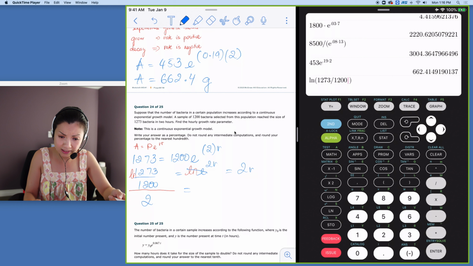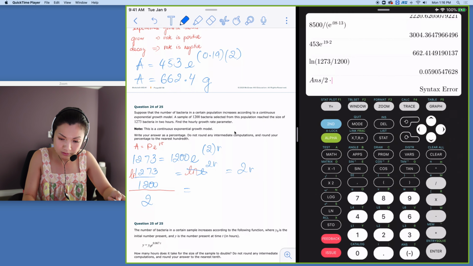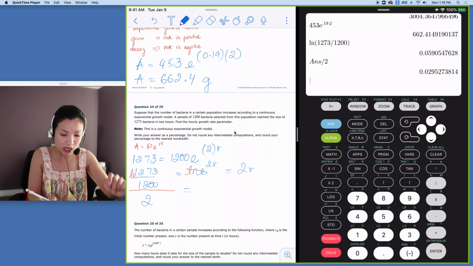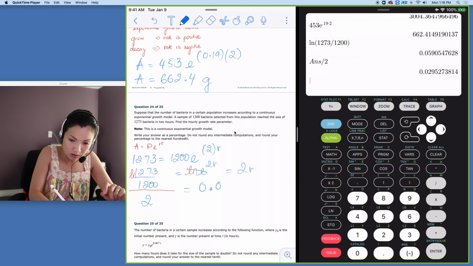In this case, I can hit enter right away, and then I can take that, oh, I'm sorry, divide. So I can take the answer and then divide by 2. Okay. So what we have is 0.029. So make sure you change to percent. So if I change to percent, that would be 2.95%.